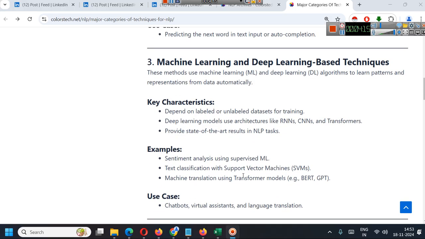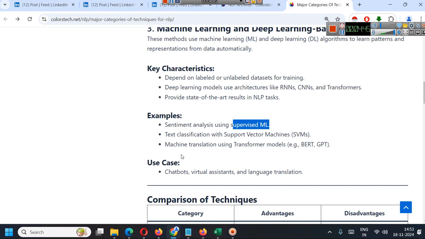Some examples are: we can do sentiment analysis using supervised machine learning, where in supervised machine learning we have many algorithms. We have algorithms for classification and regression. Mainly the classification algorithms can be used. We will see examples. We can also do text classification with support vector machines. So we will see such examples. And machine translation using transformer models that are BERT and GPT.